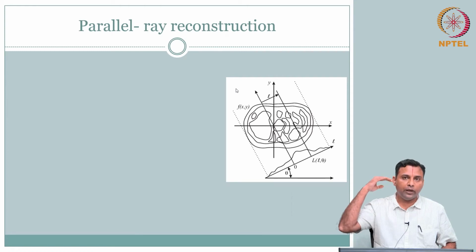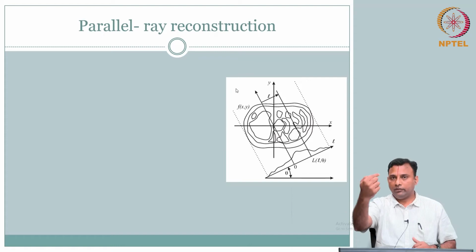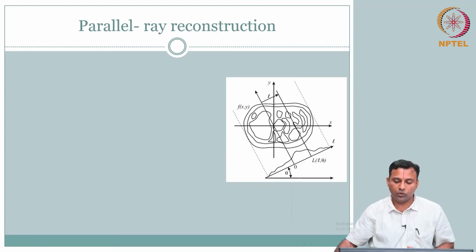So it's only 2D I want to image. In this direction, when I collapse, this 2D becomes 1D. That is what you see. So the data you are collecting is 1D data.